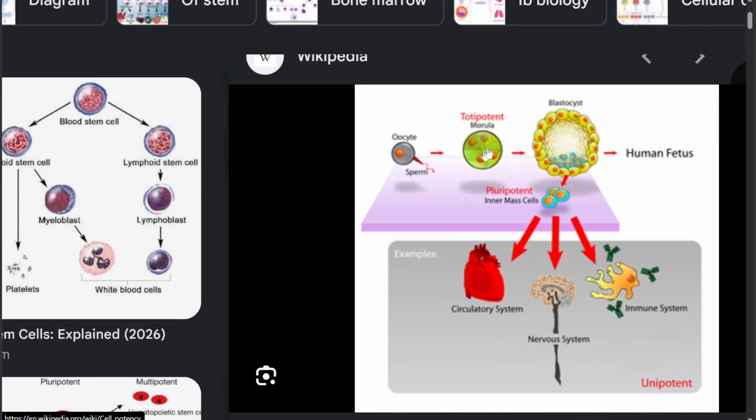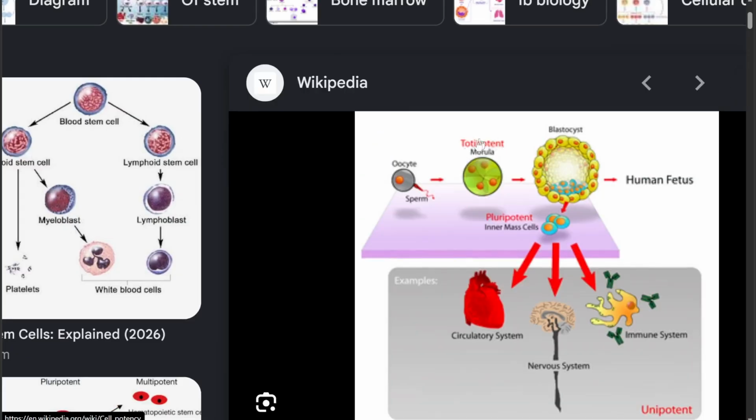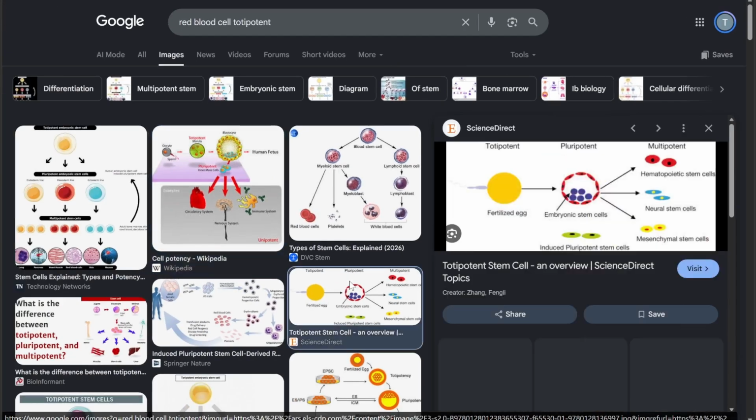So yeah, their example is one that is here. You have your totipotent cell, which is your morula. It's not really knowing what it's going to be yet, and then you have your blastocyst, and then your inner mass cells. All right. So that's an example.